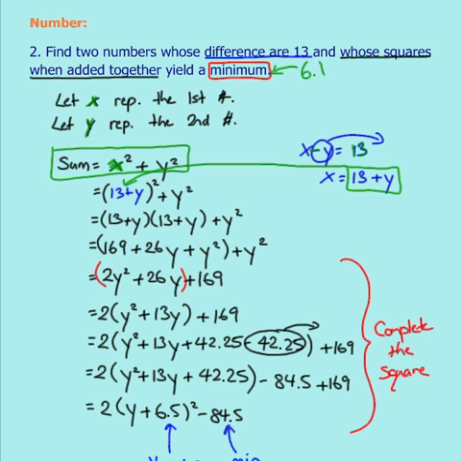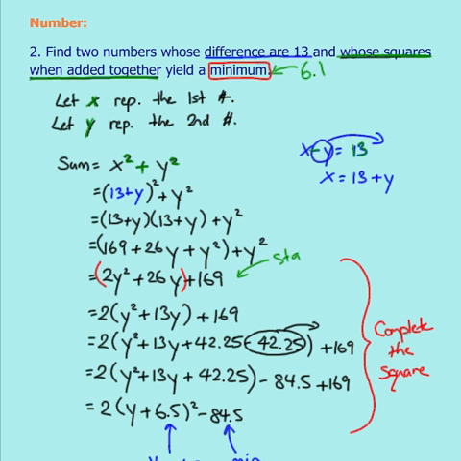Okay? Going back, let's figure out how I got this equation in the first place. Whose squares, so there are your squares, when added together, so I'm going to add them together, yield a minimum. We need to be able to complete the square to find that minimum. Okay, and again, has to be in standard form. So I'm going to go through expansion and simplifying just to get the standard form.